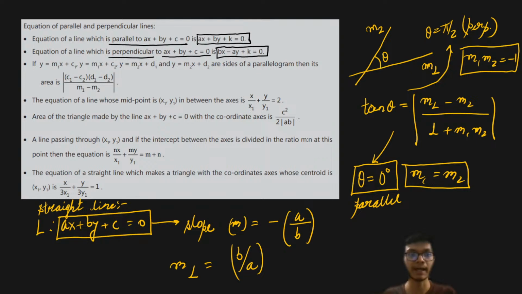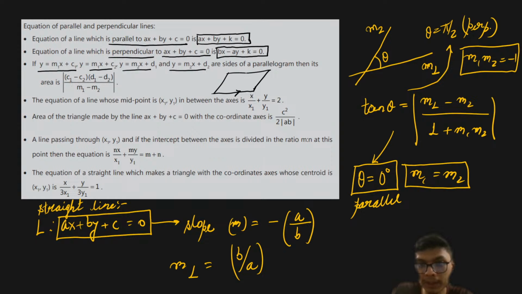Along with that, if you are given the equations of straight lines in slope and intercept form, such that these lines are forming the sides of a parallelogram, then I can simply find the area of the parallelogram by doing this simple operation: c1 minus c2 into d1 minus d2, divided by m1 minus m2.